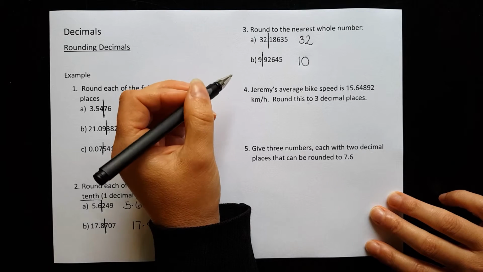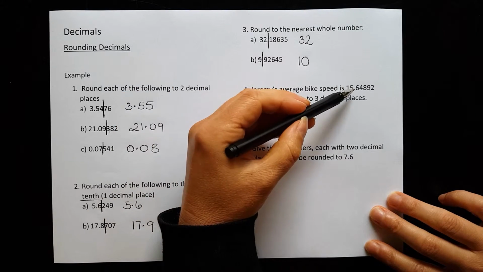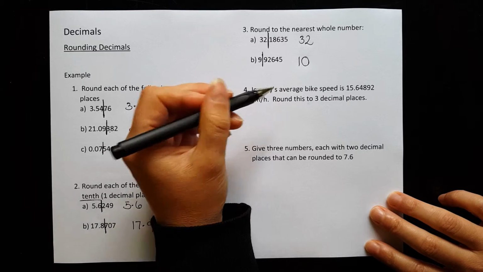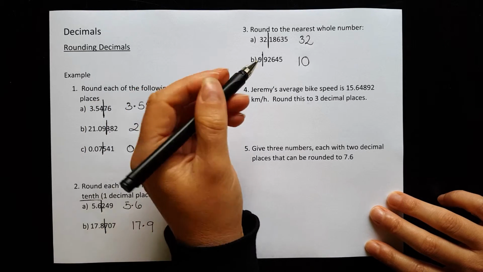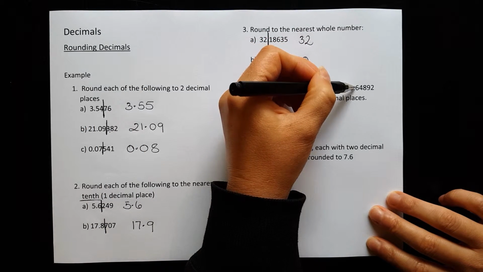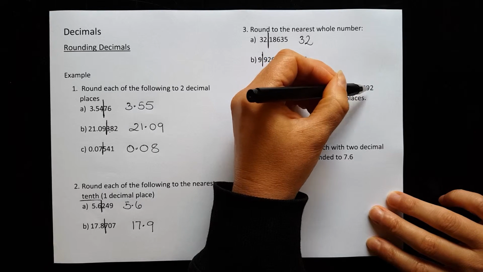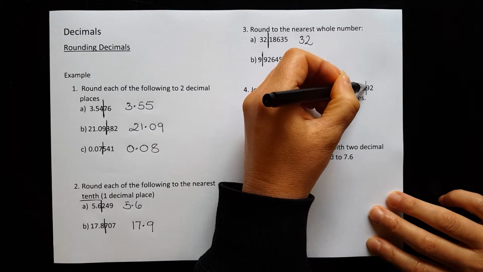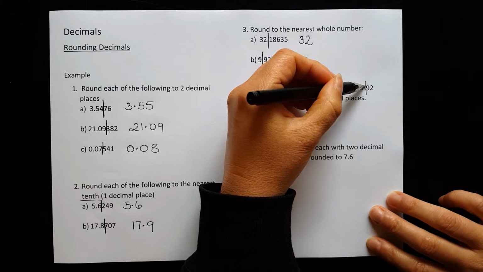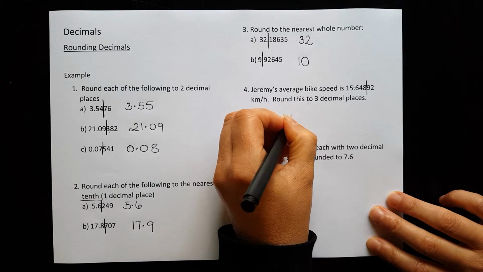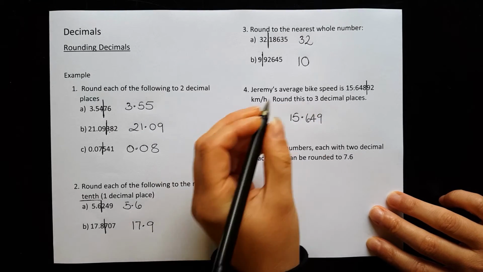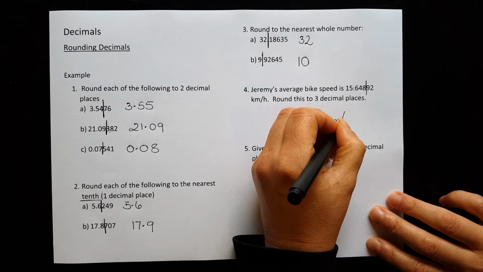For question 4, Jeremy's average bike speed is 15.64892 kilometers per hour. We want to round this to 3 decimal places. So it's doing the same thing, it's just a wordier type of question. So we want 3 decimal places. Here's my decimal point, 1, 2, 3, draw the line. So because it's a 9, we need to round this 8 up to be a 9. So my answer will be 15.649, and since it's his speed, we'll write kilometers per hour.